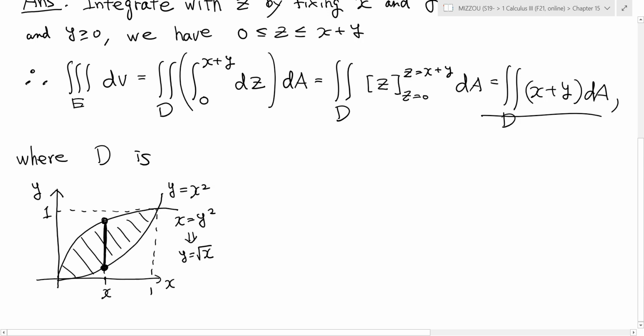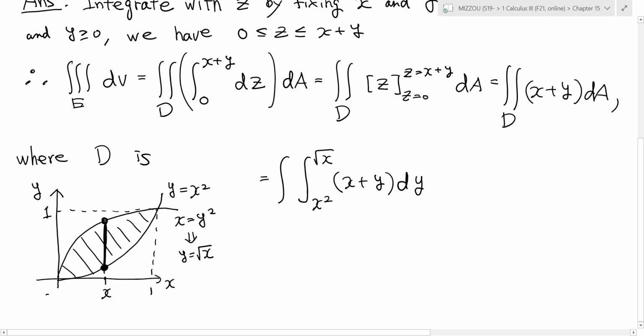So therefore, this integral here is x from x squared. I'm sorry, from root x. Wait a second. I said something wrong. The bottom curve here, sorry, the curve here is y is equal to x squared. So you integrate from x squared to root x. Sorry about that. x squared to root x, and then x plus y, and then you integrate with dy. And then you move around x from 0 to 1, dx.